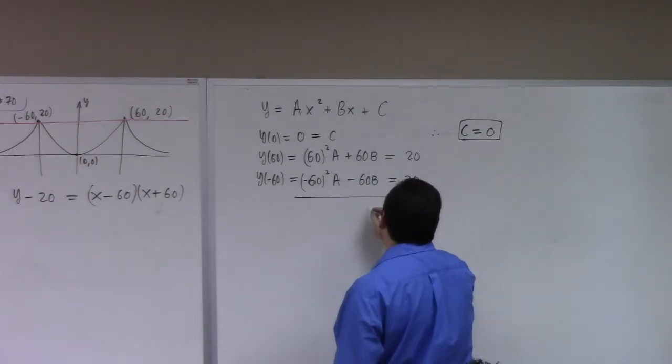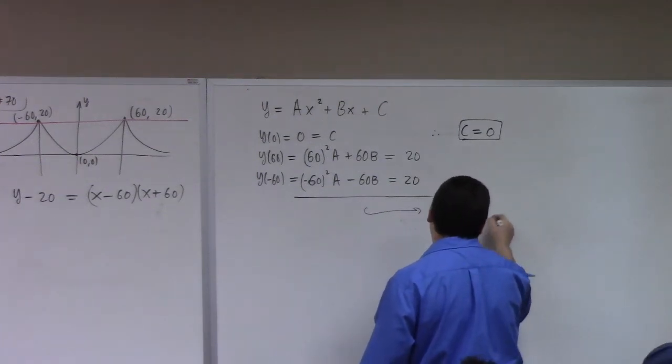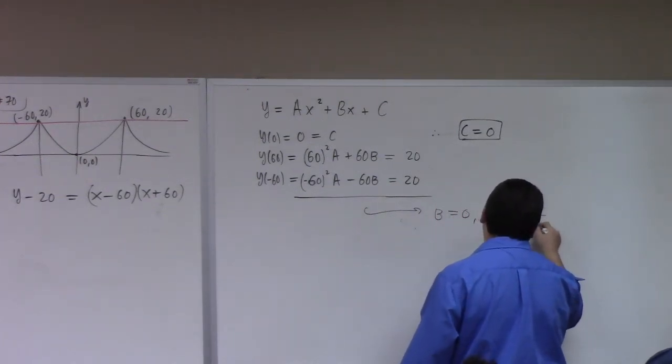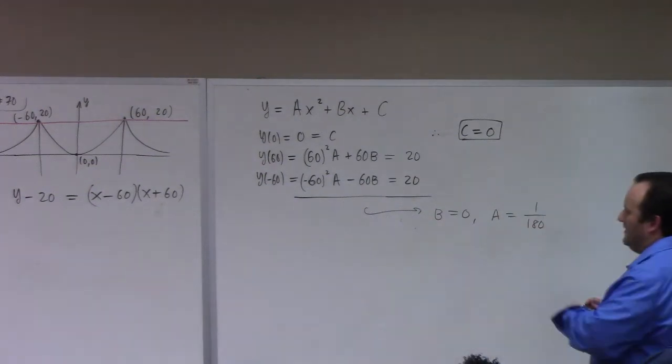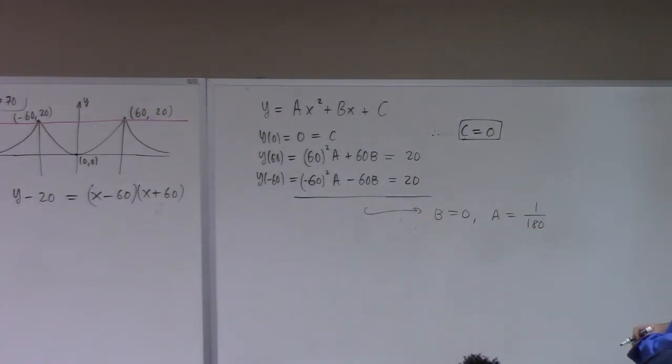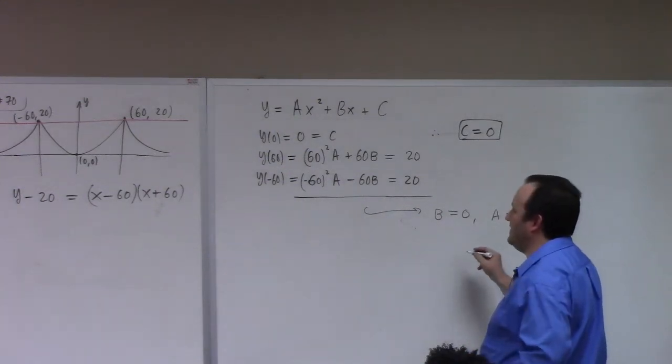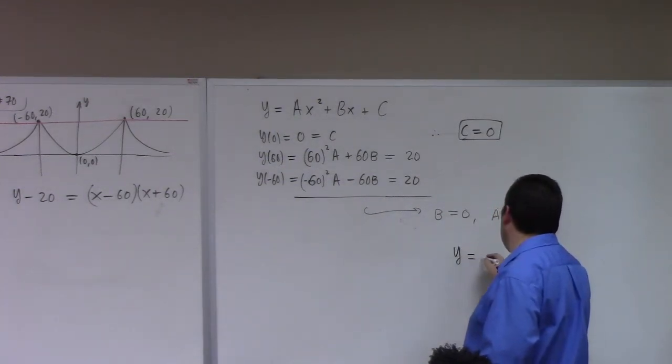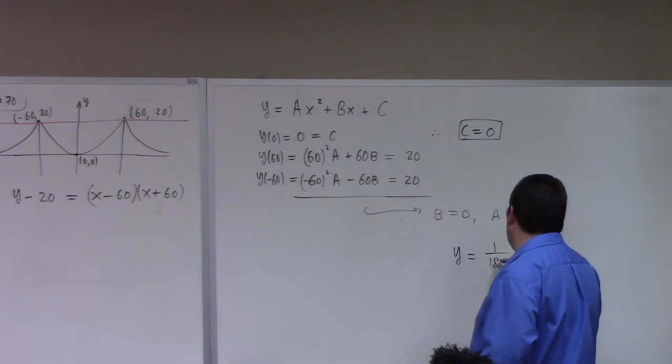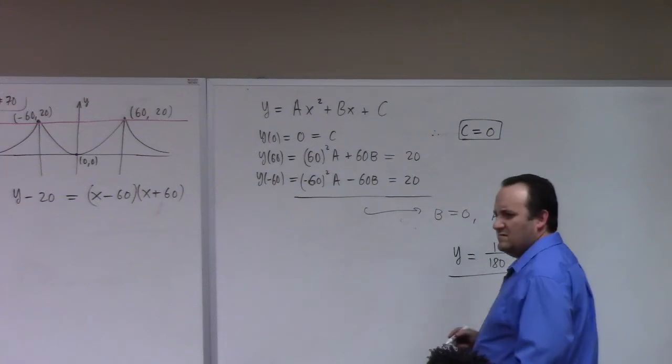Well, I think b is 0. a is what? 1 over 180. That doesn't seem right. Doesn't seem right at all. Can we just multiply that one out to check? So this is telling me y is equal to 1 over 180. I mean, if I just trust the math, it's that.